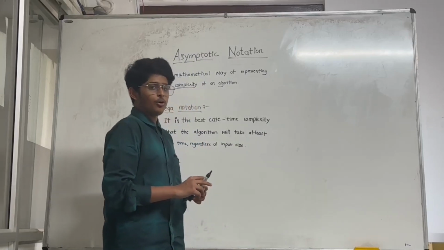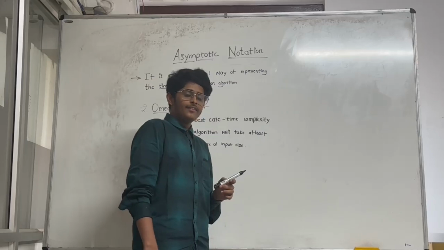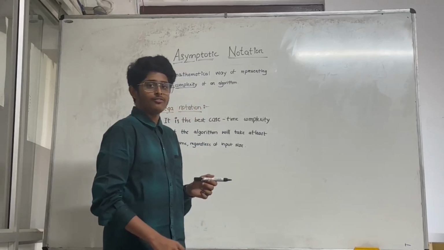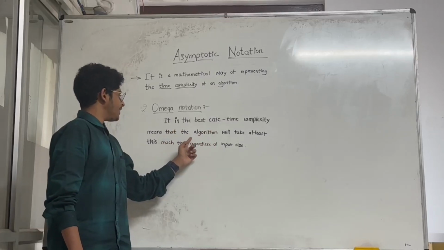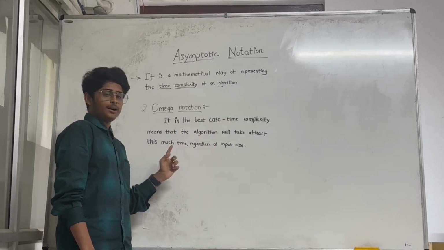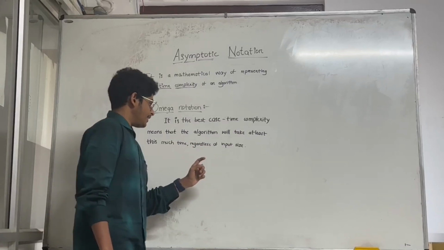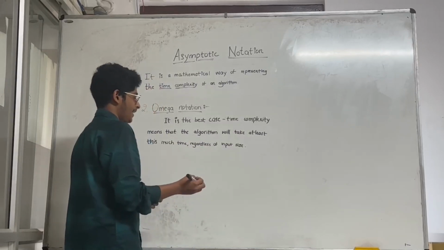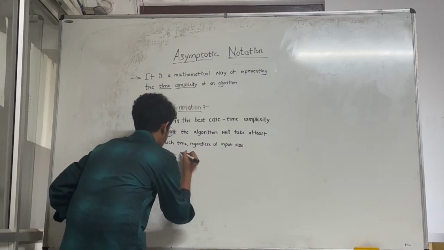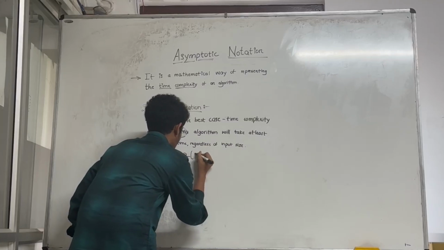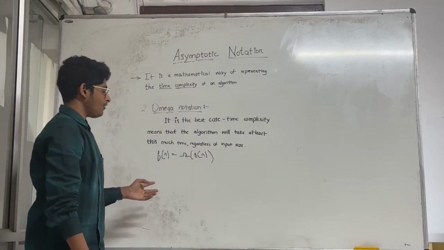I am going to explain about the omega notation. The omega notation is an algorithm analysis technique which is used to describe the lower bound of an algorithm's running time. It is the best case time complexity, which means that the algorithm will take at least some amount of time to finish its execution regardless of its input size. The equation for omega notation can be written as f of n is equal to omega of g of n.